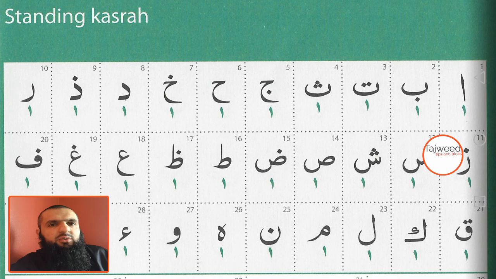It normally comes like this when it's a ha at the end of a word. So we start with box number one and we'll follow it on all the way to box 29, which is the ya. So we'll do each sound separately. Bearing in mind, the full mouth letters are still going to be read full mouth, even though it's a standing kasrah. The other thing we want to do is try and smile.